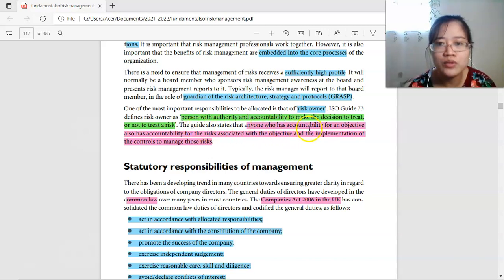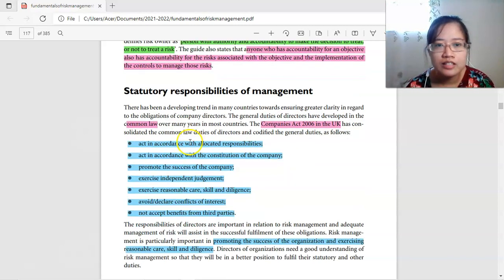So, yung guide, anyone who has accountability for an objective also has accountability for the risk associated with the objective and implementation of the controls to manage those risks. Okay? So, yan. Statutory responsibilities of management, I'm not sure dito sa Philippines. I think compliance, normally, we have SEC regulations, diba? Tapos yung mga financial institutions, you have your BSP, mga cooperatives, there's CDA. Tapos basta may employee ka, you have to comply with DOLE, SSS, PhilHealth, Pag-ibig, of course, GSIS for government agencies, and then BIR. Okay? So, ayan.